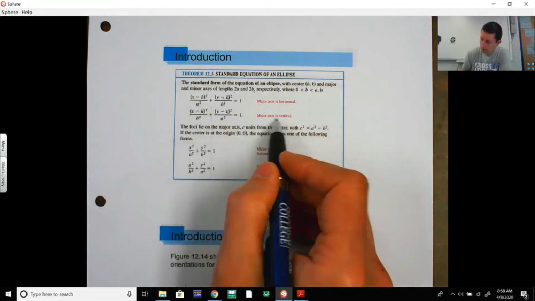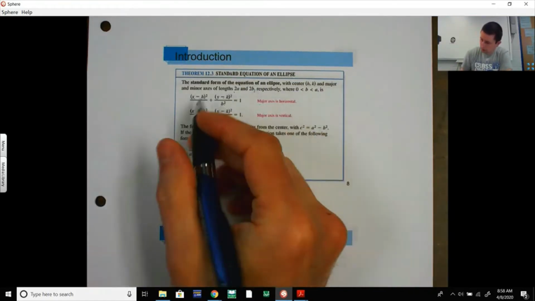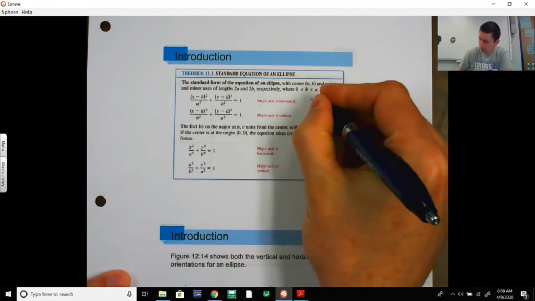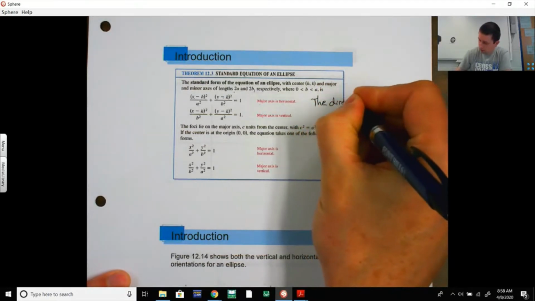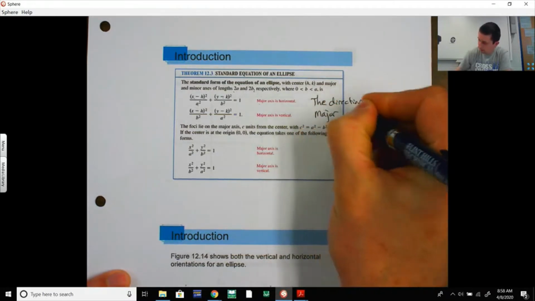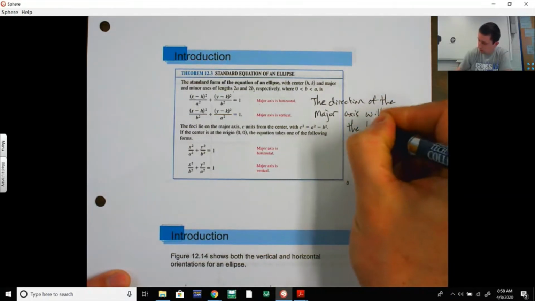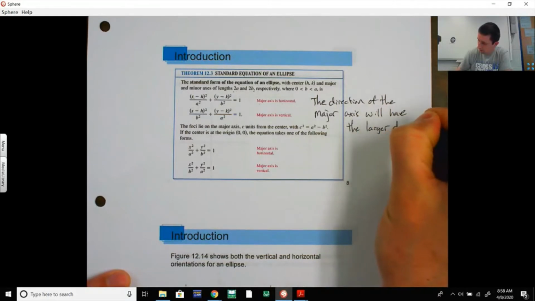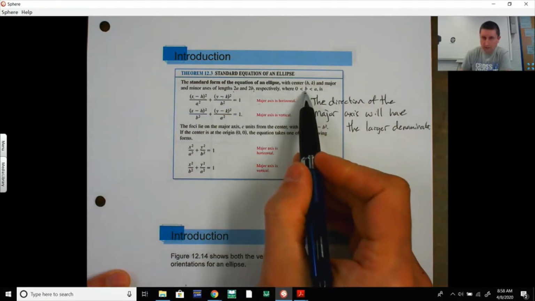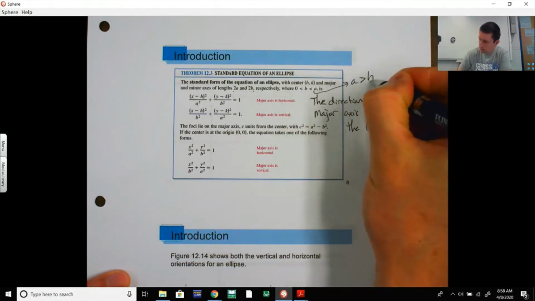When you go to a vertical major axis, an ellipse that's more vertically shaped like that, notice the a switched to underneath the y. So how I remember it is the direction of the major axis will have the larger denominator. Okay? So notice a is always greater than b. That's what this is saying here. a is always greater than b.